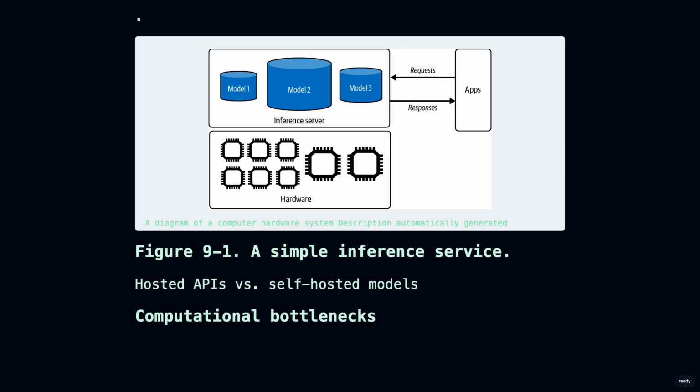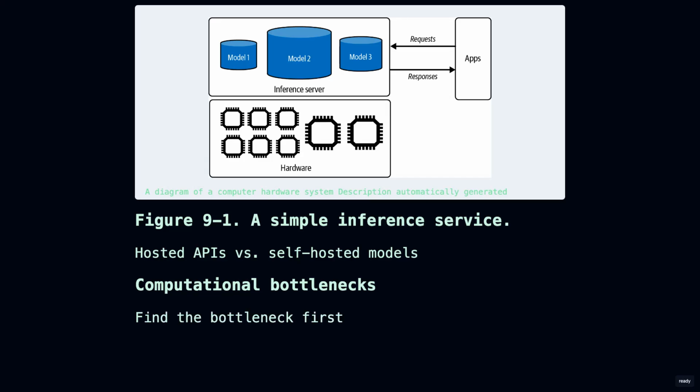Now, we shift from architecture to performance. The central question is, what limits the speed of inference in practice? Optimization starts by identifying the bottleneck, not by guessing. In inference, the main limits are usually either the amount of computation required or the rate at which data can move through memory and hardware.